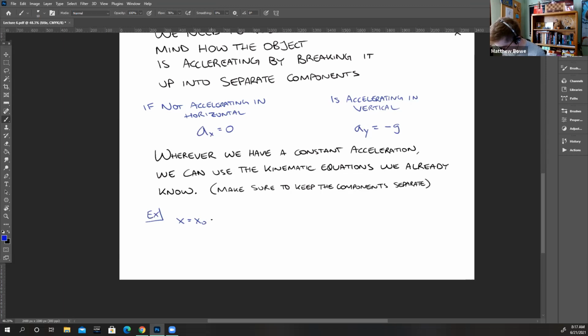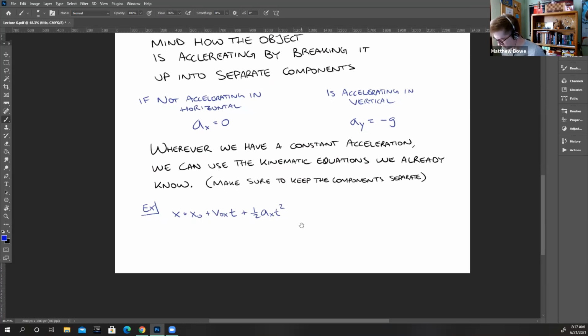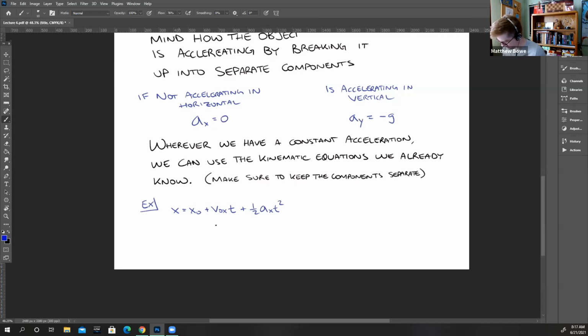So it'd be like x equals x naught plus v naught in the x direction times time plus 1/2 the acceleration in the x direction times time squared. And I would need to remember to also write the same exact equation for the vertical components. So I'd say y equals y naught plus v naught y times time plus 1/2 a, the acceleration of vertical, times time squared.